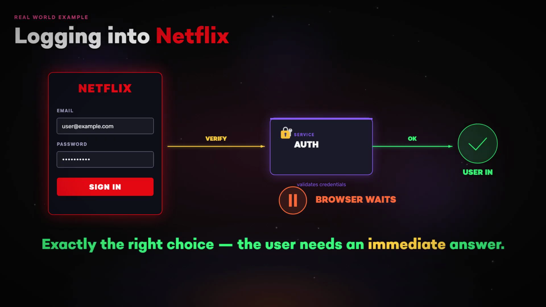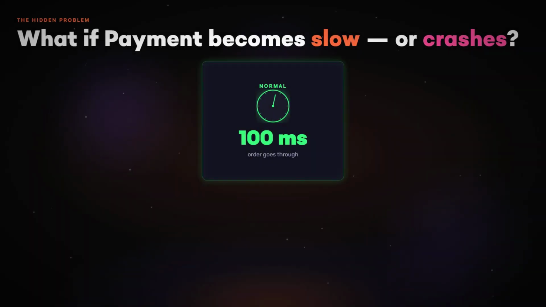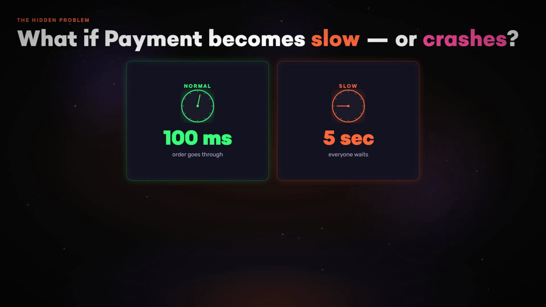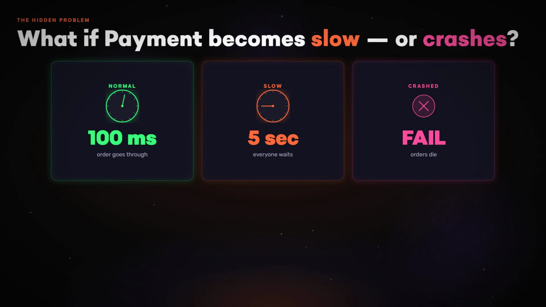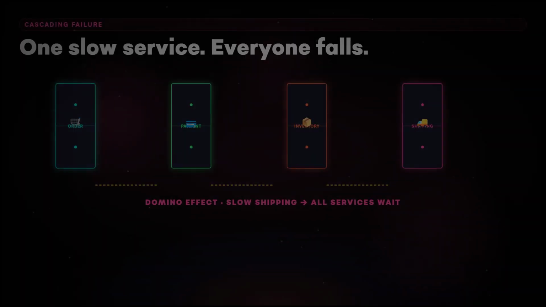Now, the hidden problem of synchronous communication. Let's imagine our application becomes popular, traffic increases, thousands of users become millions of users. Suddenly the payment service becomes slow. Instead of responding in 100 milliseconds, it now takes 5 seconds. What happens? The order service waits 5 seconds, the user waits 5 seconds, the entire application feels slow. Now imagine the payment service crashed completely. The order service cannot get a response. Order failed. Customers become frustrated. One service has become dependent on another, and this is the biggest weakness of synchronous communication.